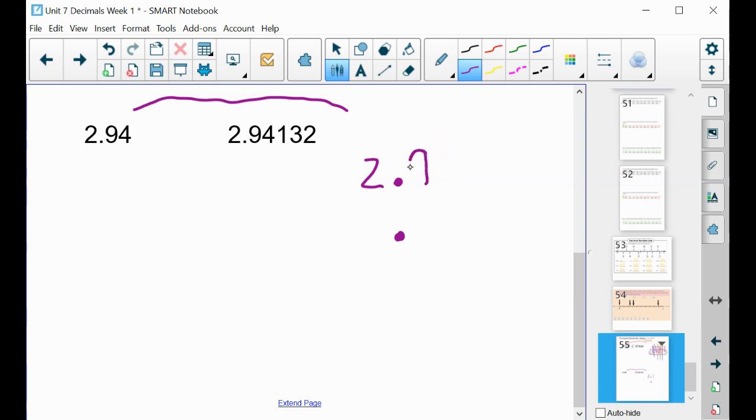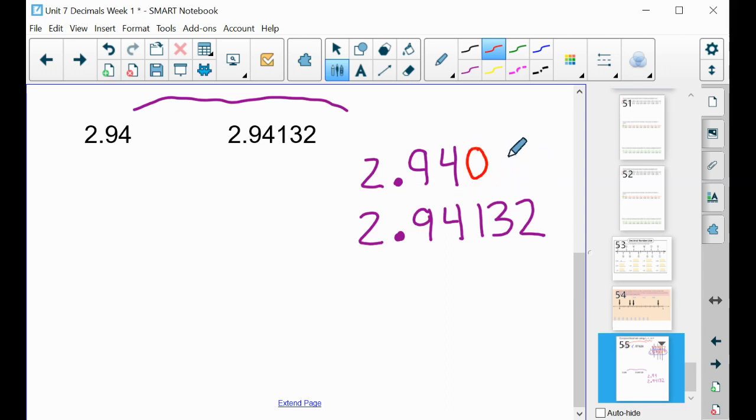2 and 94 hundredths, and we're comparing that with 2 and 94,132 hundred thousandths. Okay, now do you notice here how these don't really line up? Whenever you have any empty spaces, you're going to fill those place value holders in with zeros. Okay? So I did that.